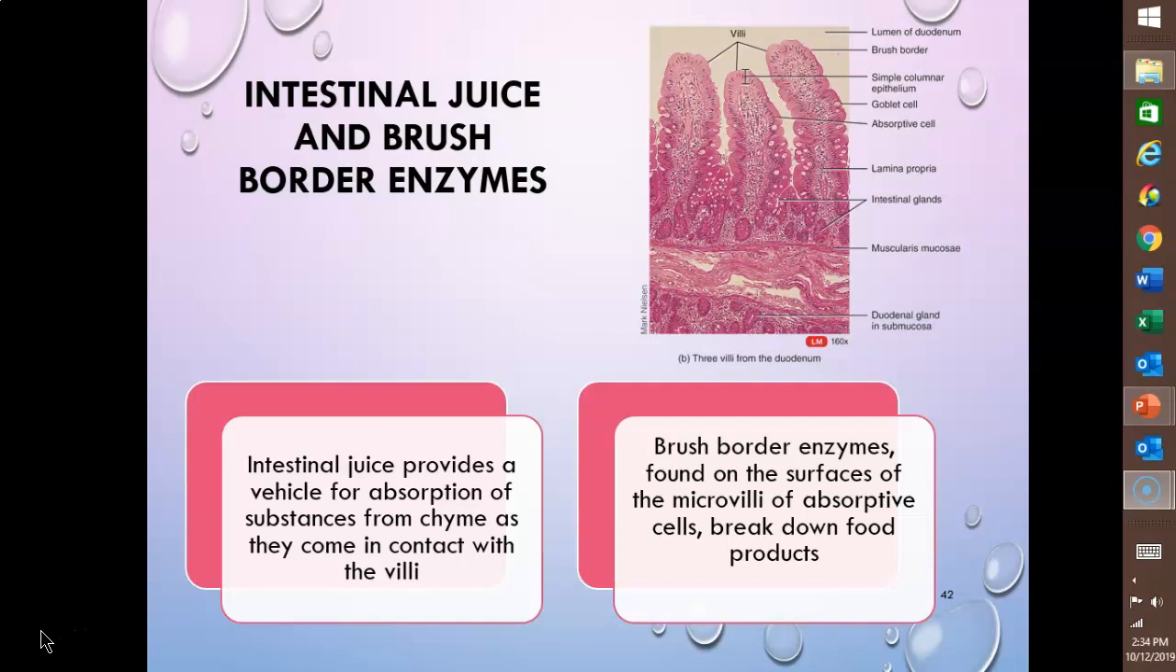The brush border contains several enzymes that have digestive functions as well. So these brush border enzymes are carbohydrate digestive enzymes that are specific, such as maltase that breaks down maltose and sucrase that breaks down sucrose. There are protein digestive enzymes called peptidases and two types of nucleotide digesting enzymes. Those are nucleosidases. There are also absorptive cells that can slough off into the lumen of the intestine, and as they break apart, they release enzymes that help to digest nutrients in the chyme.